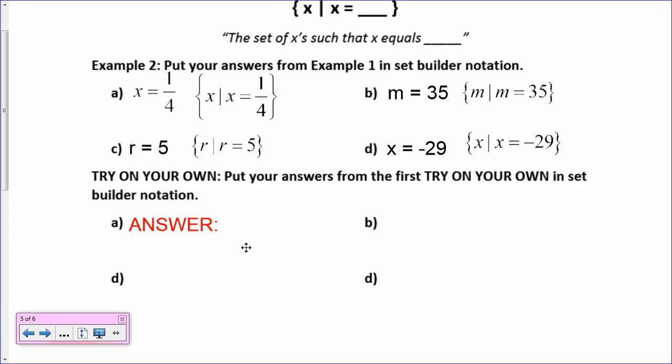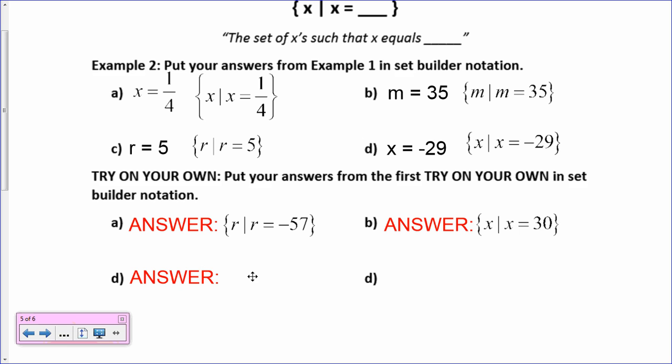Alright, so our first answer should look like this. Set of all r's such that r equals -57. The next one should look like this. The set of all x's such that x equals 30. Oop, that should be a C right there, not a D. Next one is x such that x equals 6. And our final one is r such that r equals 26.